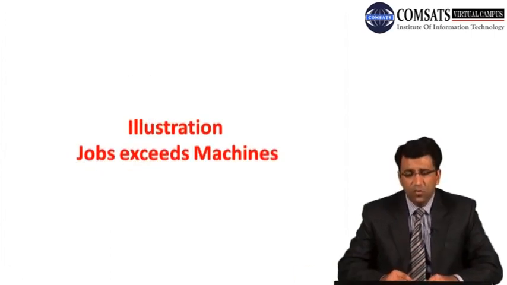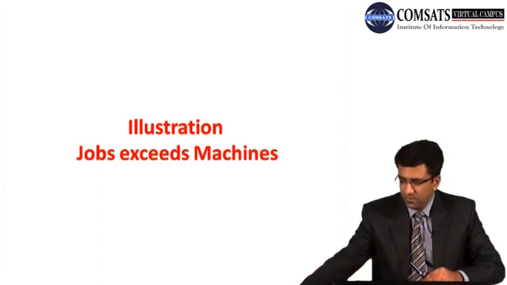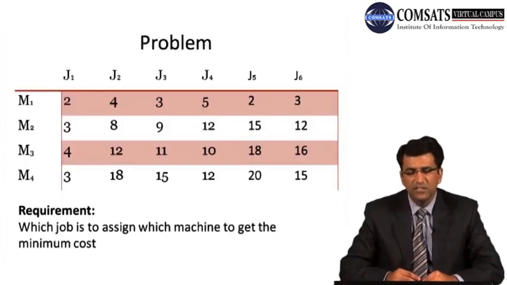So again class, if we have more jobs than machines, that is the number of jobs is more and the number of machines is less, we'll have to follow the same rule, that is we can always add the dummy machines in order to have a balanced assignment problem. So in this particular problem you can see there are 6 jobs, that is J1, J2, J3, J4, J5, J6, and there are 4 machines, that is M1, M2, M3, M4. So we'll have to find out the minimum cost for a particular assignment plan.